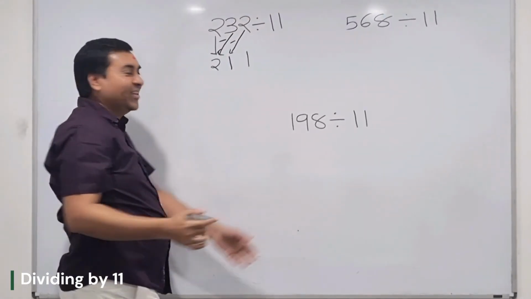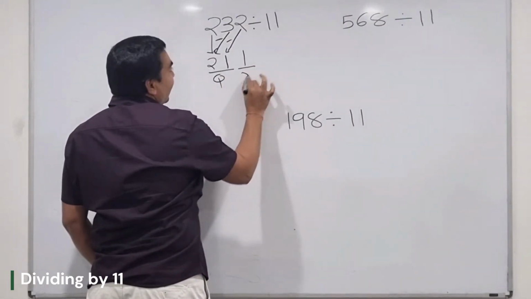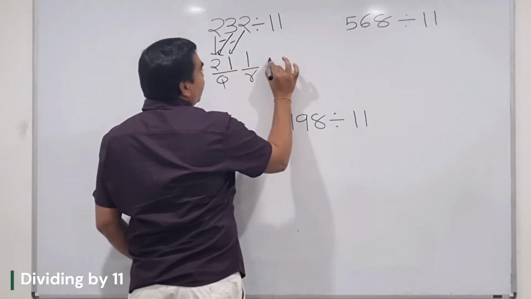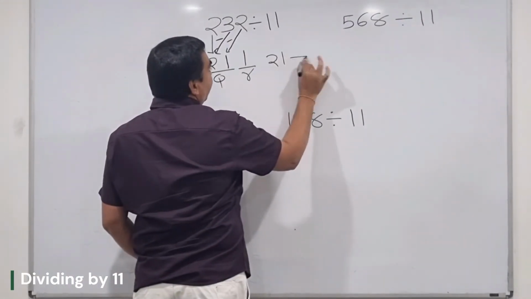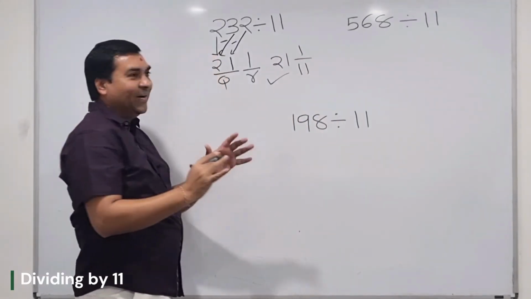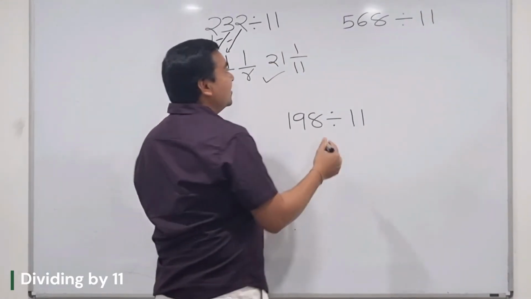I'm done, guys, as such. This is my quotient and this is my remainder, guys. So if I want to write it down as a mixed fraction, this is the quotient, which is 21, 1 remainder, divided by 11. That's my answer, guys. How cool is that? Yeah, let's do the second question, guys. You will love it.